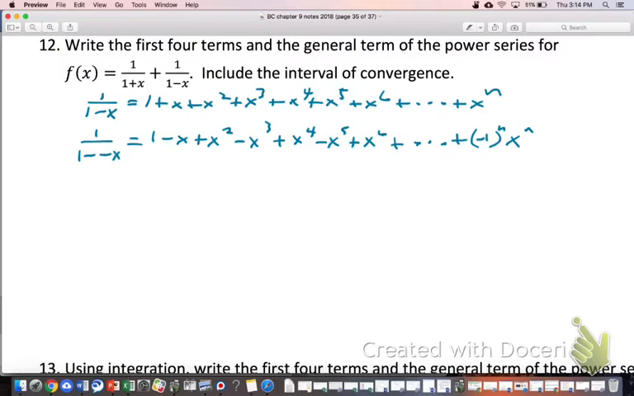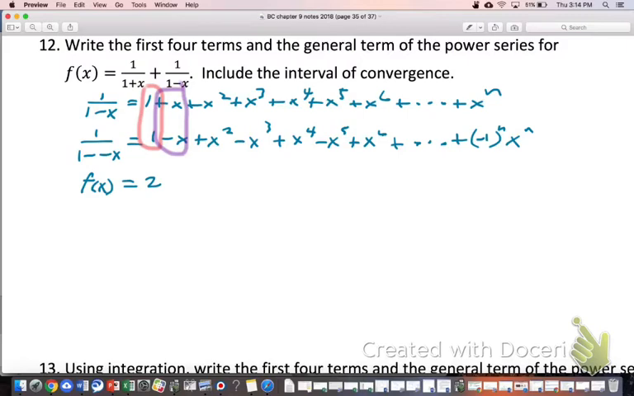Okay, so then to get f of x, I just need to add these 2 series up. And I think what I'll do is I'll just kind of add vertically. So if I look at the first terms here and here, 1 plus 1 is 2. So that'll be my first term. Then when I look at the next terms, positive x plus negative x is going to add out to be 0. So I'm not going to write that term.